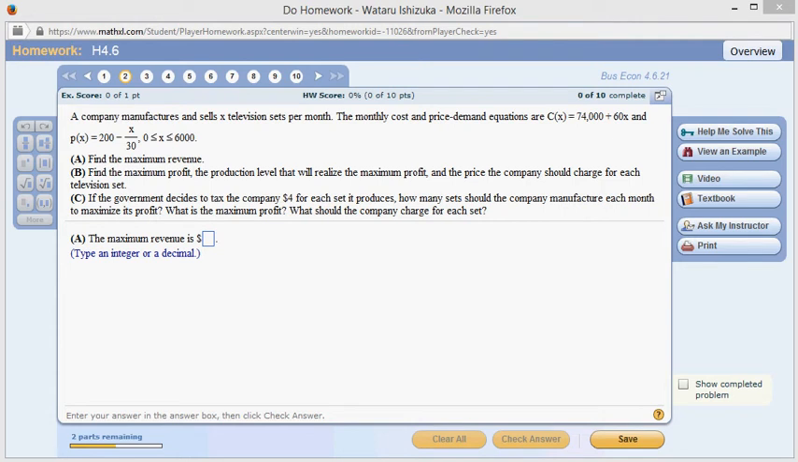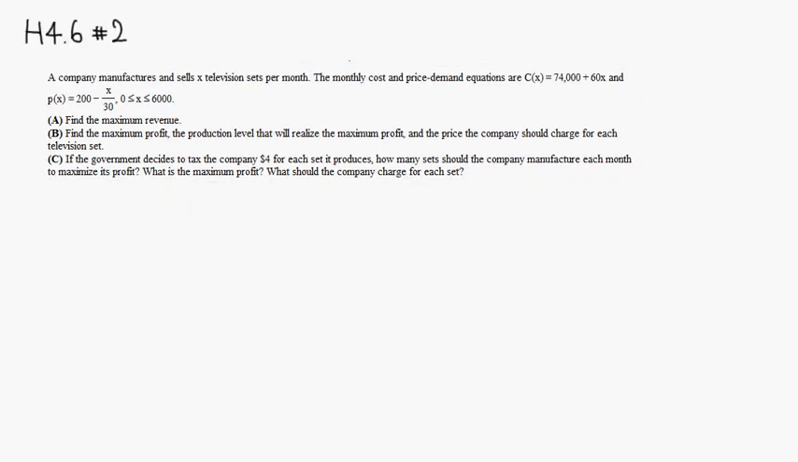Alright, let's look at homework 4.6, problem number 2. We have a cost function and the price function given, and we want to maximize the revenue for part A. Alright, so let's do that. Revenue, R of x, is always price times the production level x.